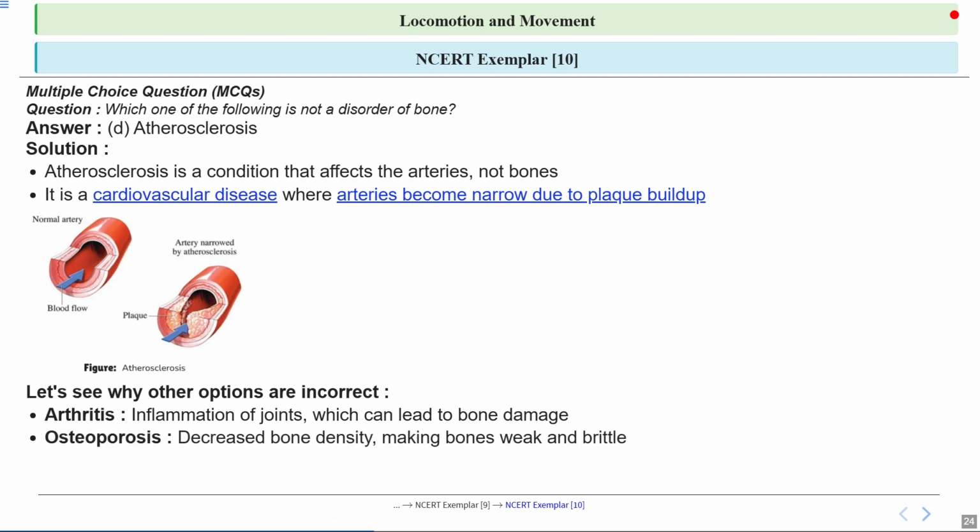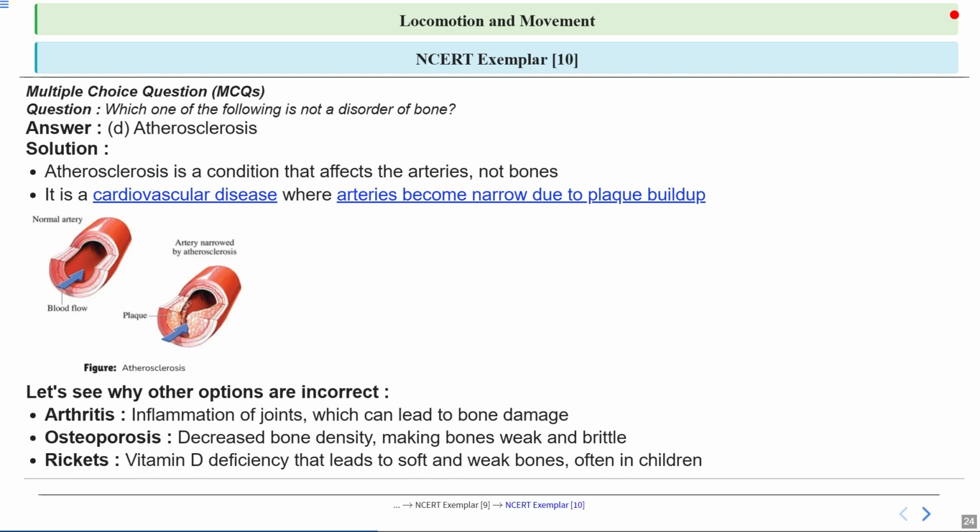So we had also this option, which is osteoporosis. It is also a disorder of bone. It is a condition where bones lose density, become weak and brittle, which increases the risk of fractures even from minor falls or everyday activities. This happens when the body loses more bone mass than it can replace, often due to aging, poor nutrition, lack of exercise, or hormonal changes. It is common in older adults, especially postmenopausal women, and can lead to serious health issues if not managed properly. Rickets, it is also a disorder of bone.